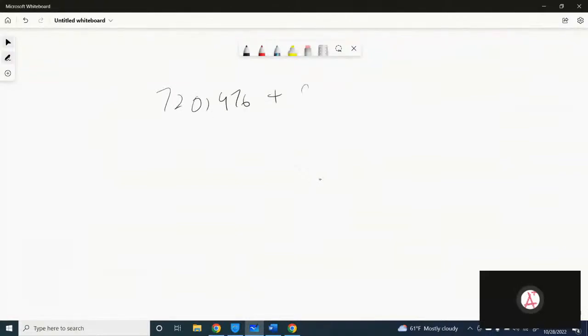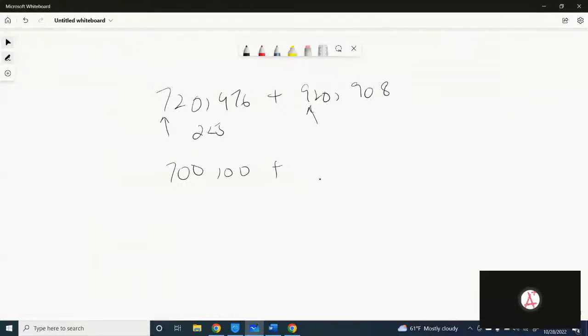720,476 plus 920,908. So this digit is at the hundred thousands position. Got it? Right after this one you have 2. 2 is less than 5, so that means you have to round down, so it would be rounded off to 700,000.